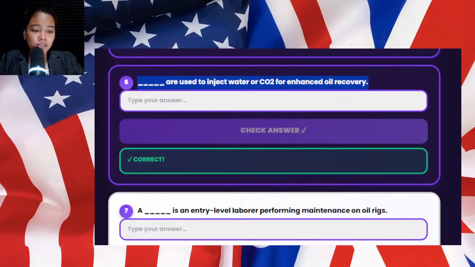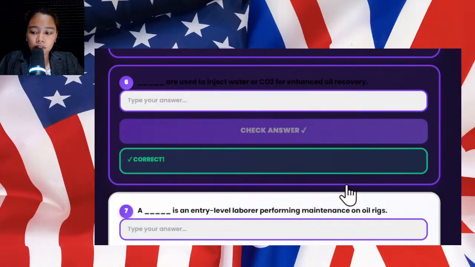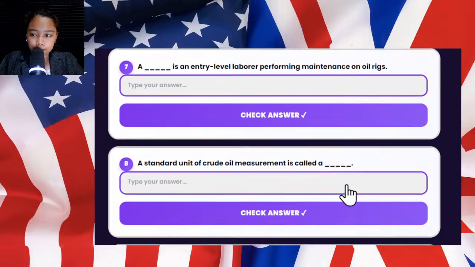So, unlike a traditional production well that brings a barrel of oil to the surface, an injection well works in reverse, pushing substances down into the earth. So there is a dual purpose for this one. These wells are used for enhanced oil recovery, that's the first one, EOR, or for the safe disposal of waste fluids. That's the second one. Okay, that is number six. We move on to number seven.